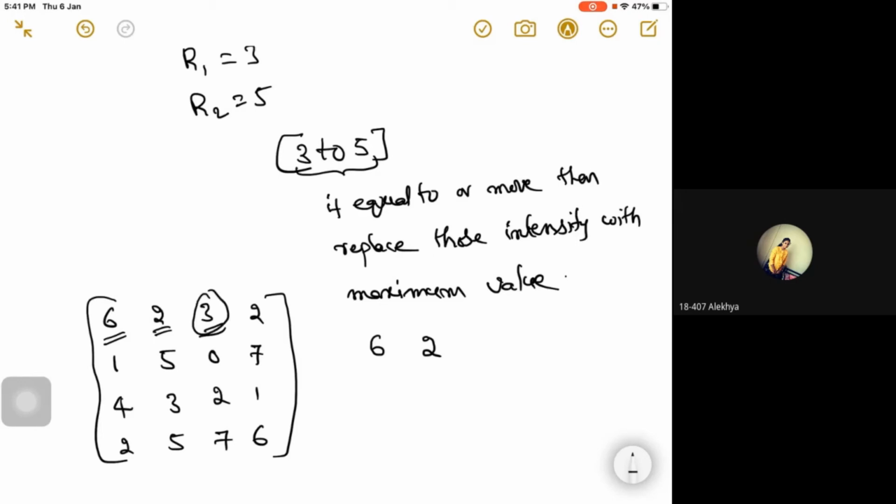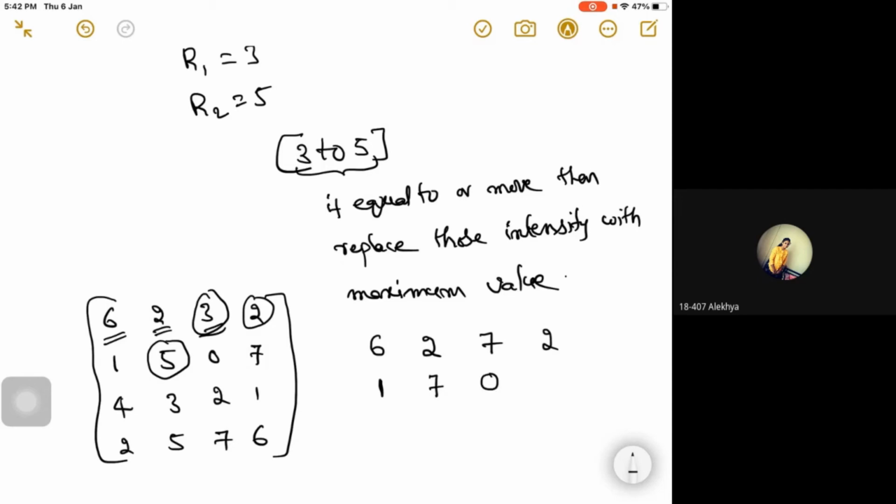What is the maximum value? 7. Right. Then 2 is not within the range, so take it as it is. Next 1 is not within the range. Therefore as it is. Then coming to 5, yes, it is within the range, so replace with the maximum 7. Next 0 is not in the range. Take it as it is.